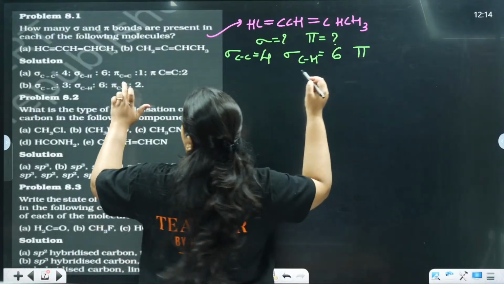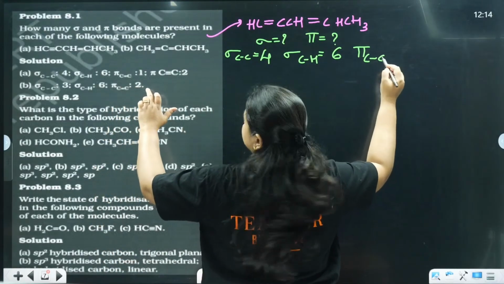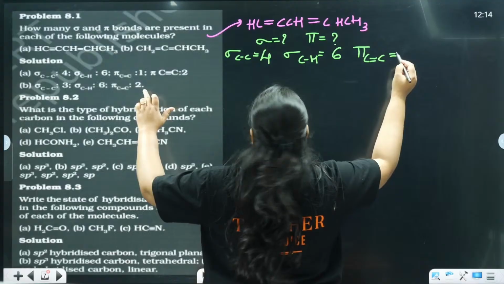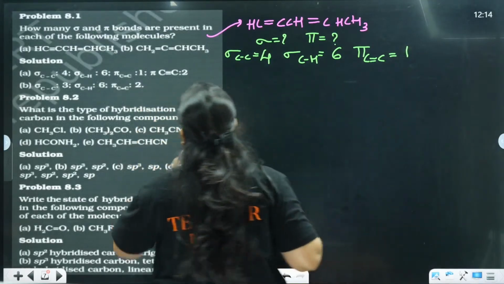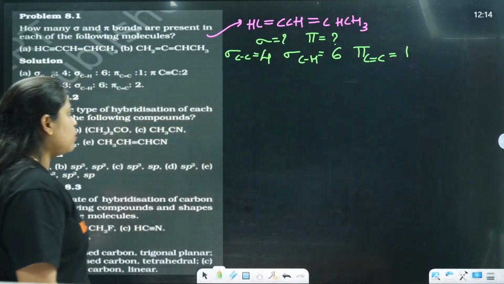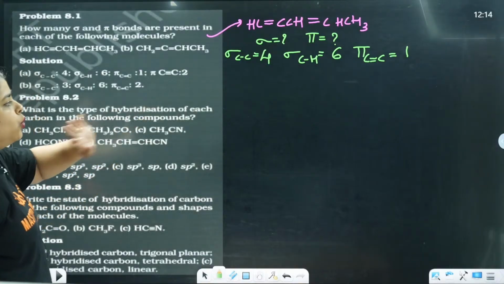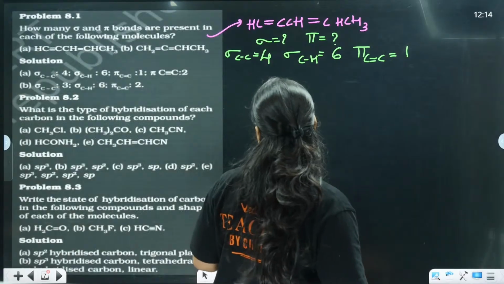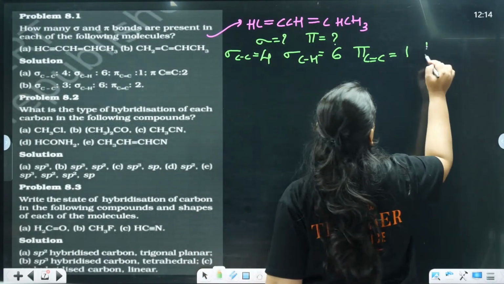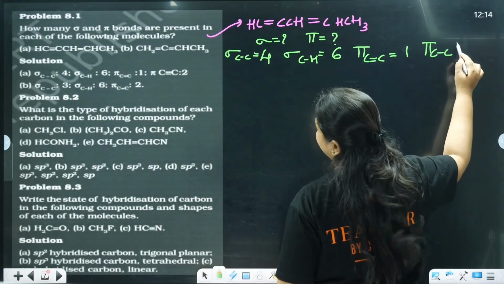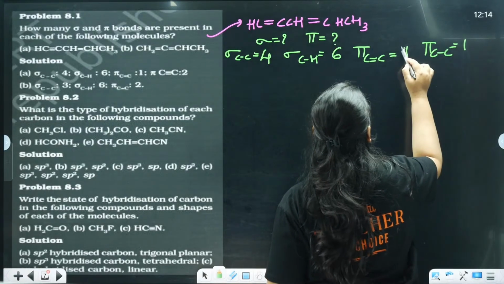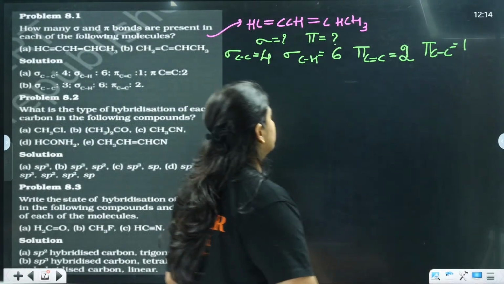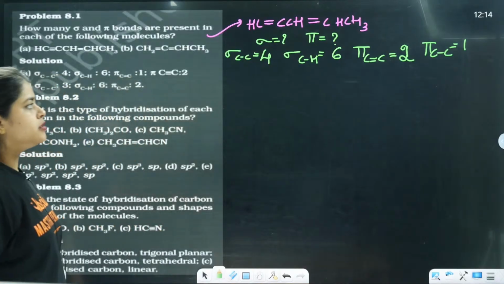See pi, pi CC, how many are there? It is a double bond, so it is 1. Done. So now pi C double bond C is going to be how much? 2 itself. This much you people need to understand. Clear? Pi C double bond C is done, and then there should be pi single bond C. That is also going to be 1. This is 2 actually. Okay. This is going to be the 2. In this way you just need to substitute.